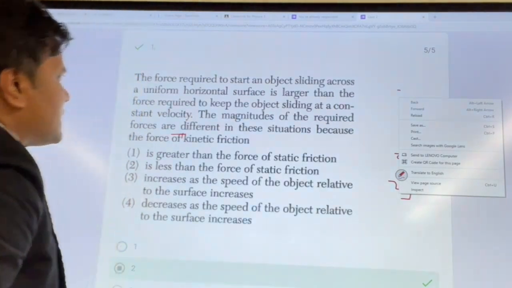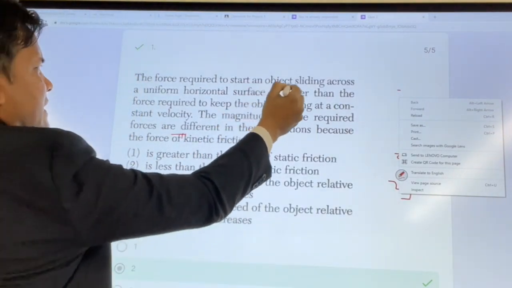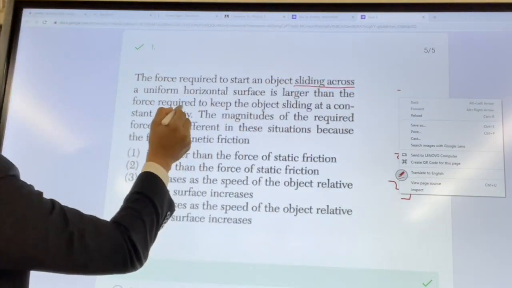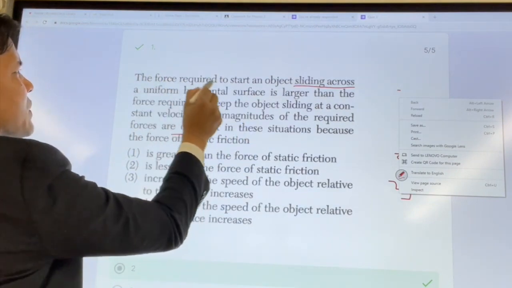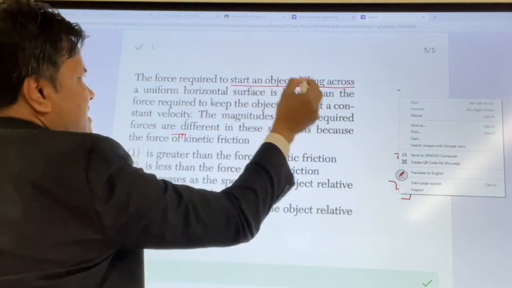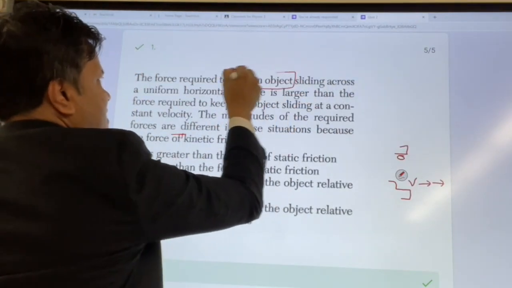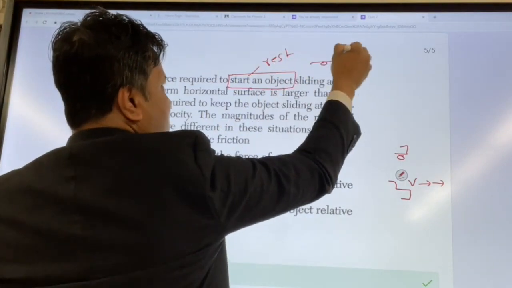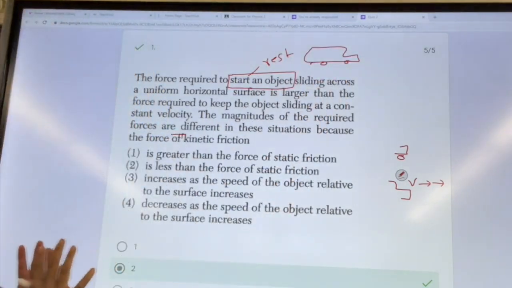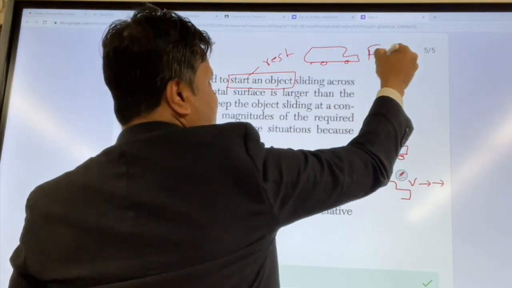Number 1 has to do with a few things. Sliding across a uniform horizontal surface, but the force required to start an object sliding. That's the important thing: start an object sliding. That means the object is at rest, not moving. You have to apply some force to make it move. So this is subject to Fs.